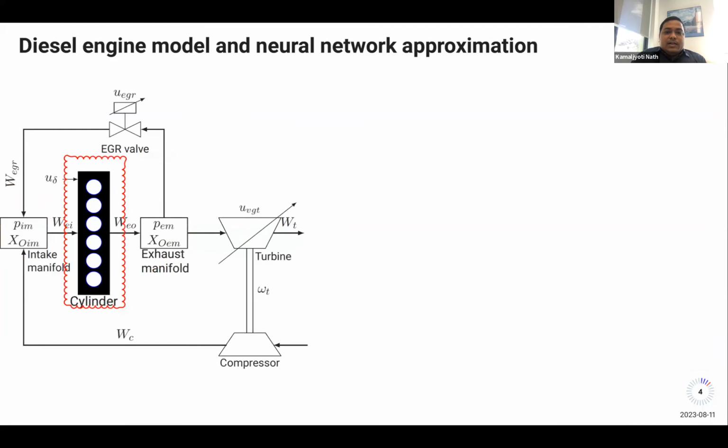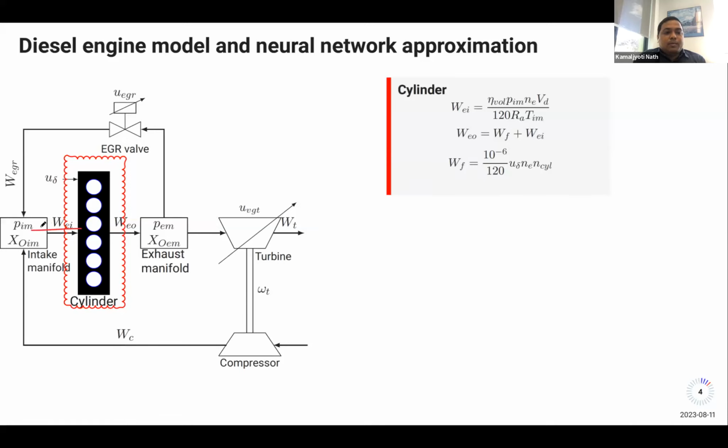Then we come to the cylinder. For the cylinder, there is no differential equation. These are all algebraic equations. The air is pushed from the intake to the cylinder, so this is what is coming to the cylinder. This is the fuel added, given by this equation. And this is going for intake, and this is going out to the exhaust manifold.